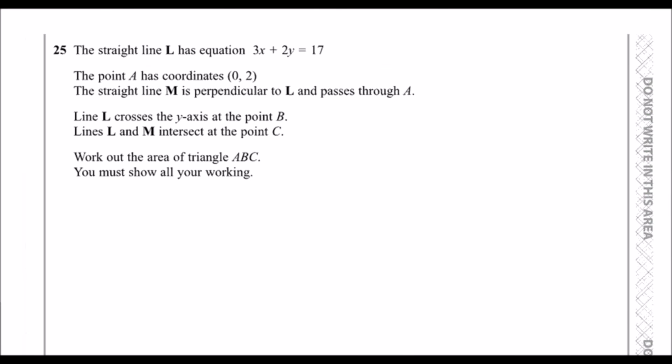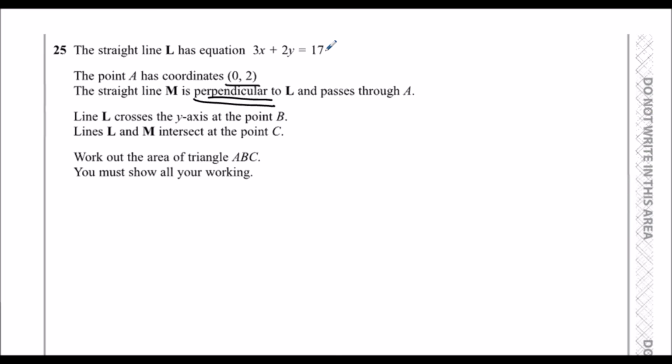Question 25. The straight line L has equation 3x plus 2y equals 17. The point A has coordinates 0, 2. The straight line M is perpendicular to L and passes through A. Line L crosses the y-axis at B. L and M intersect at C. Work out the area of triangle ABC. So we've got a lot to work out here.